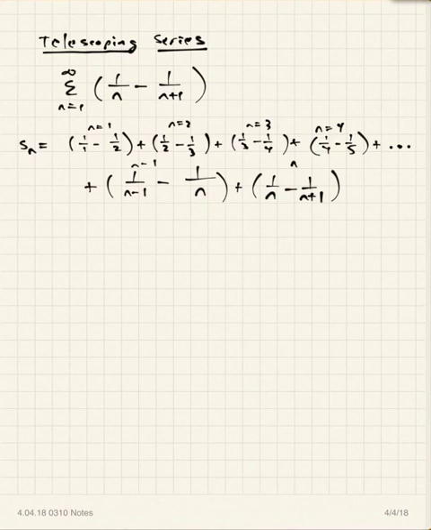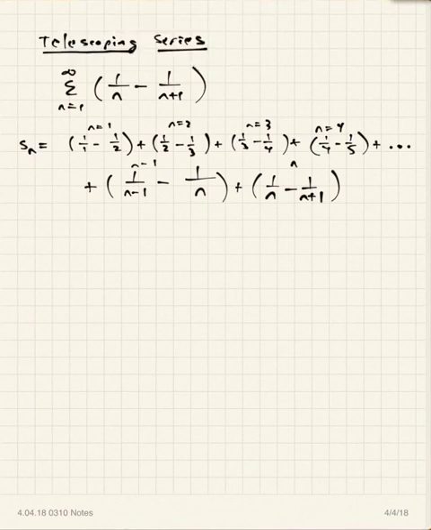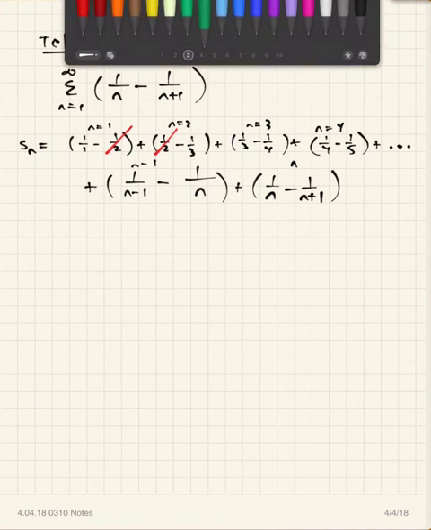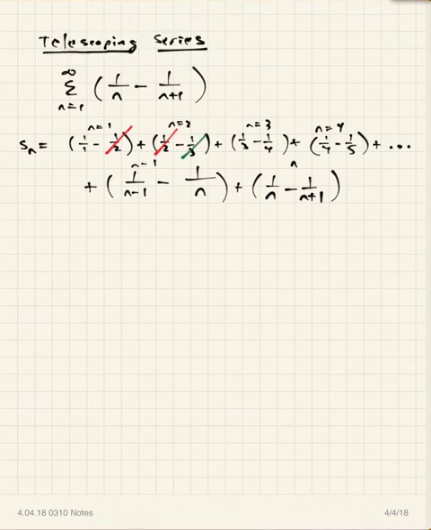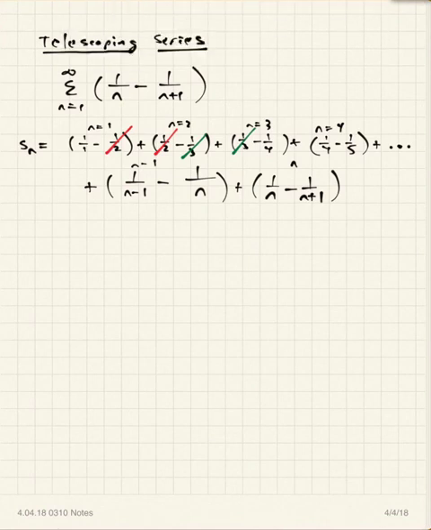Now I want you to step back and notice that what ends up happening here is that this thing collapses on top of itself. Because look, the negative 1/2 and the positive 1/2 add to give 0. And then the negative 1/3 and the positive 1/3 add to give 0. And then the negative 1/4 and the positive 1/4 add to give 0. All these terms are going away.